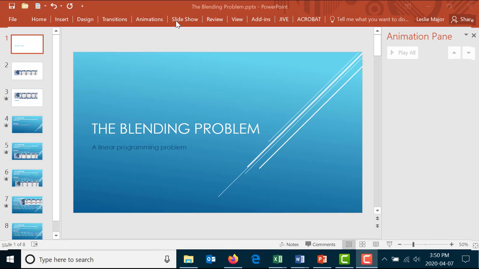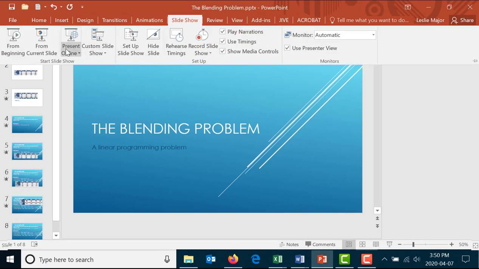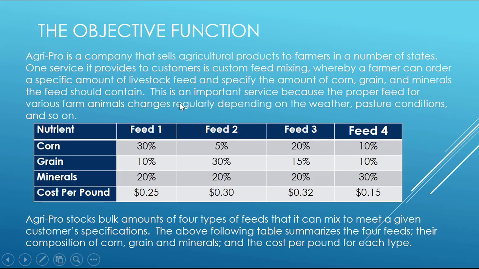Let's examine an LP blending problem, and it is the following. AgriPro is a company that sells agricultural products, and they serve feed mix to farmers. The blend of the mix depends on the animals that need to be fed, the conditions, the weather, the pasture conditions, etc.